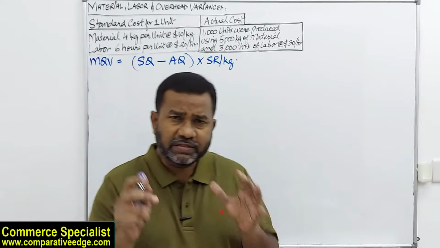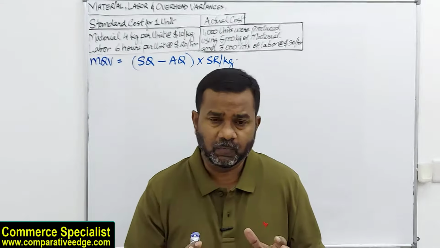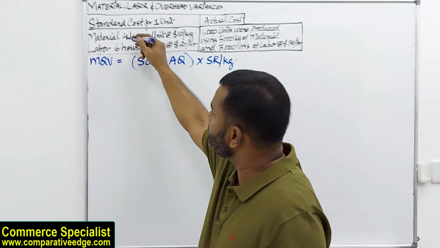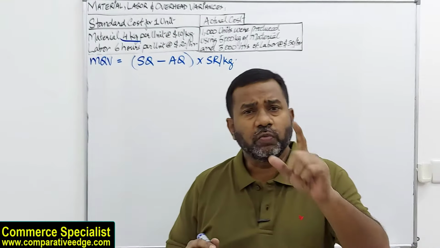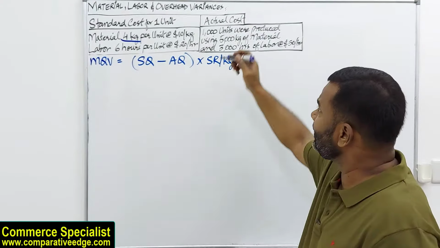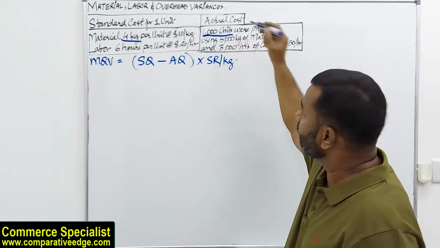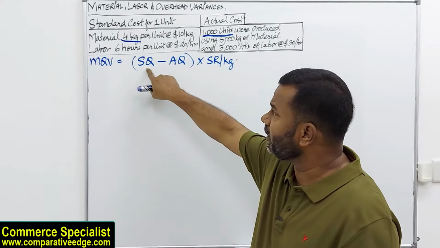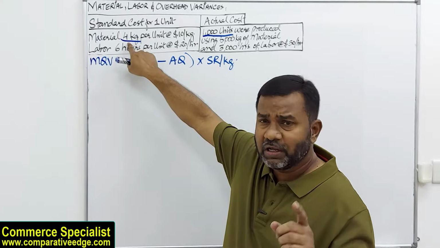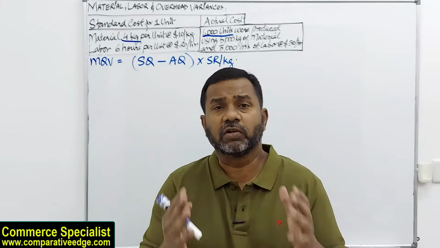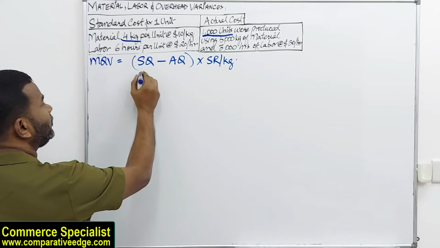Now, this is the most important part. How to calculate standard quantity? Please note, whenever you are asked to calculate standard quantity, just check what is the standard quantity for one unit. In order to make one unit, we require 4 kilograms. So 4 kilograms for one unit, and then see what is the actual production. The actual production is 1000 units. So what we do is, in order to find standard quantity, we look at standard quantity for one unit, multiplied by the actual production in units. So 4 into 1000 will give you the standard quantity of raw material, which is 4000 kilograms.